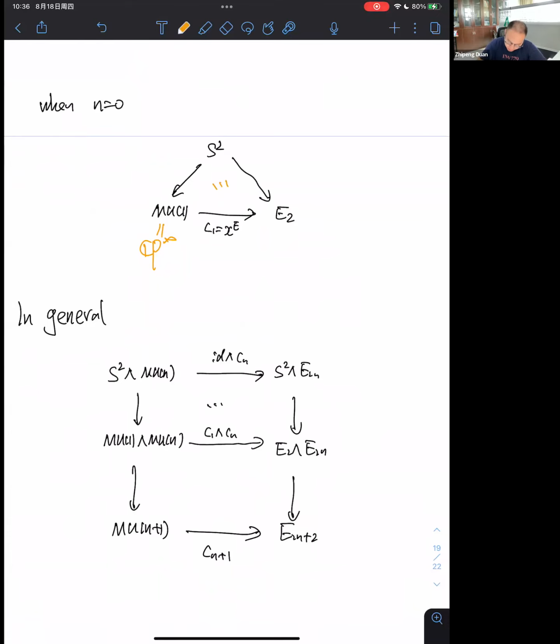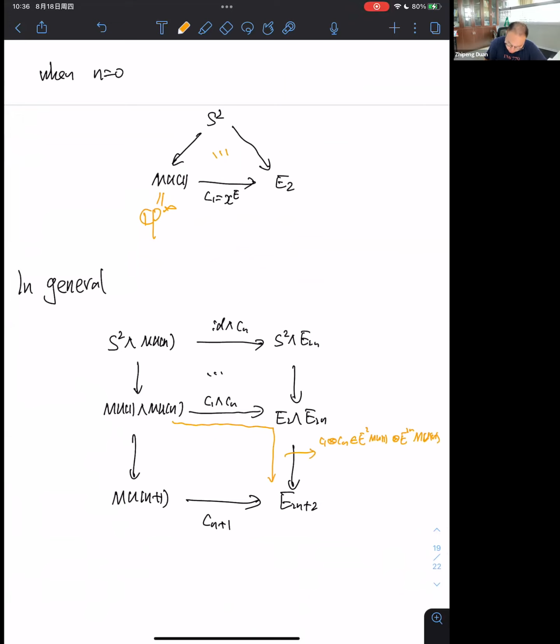You can see that if you go along this way, the composition of this map just corresponds to the class C1 tensor Cn in the generalized cohomology of MU1 tensor the generalized cohomology of MUn. And if you go along this way, then this will correspond to the class Cn plus 1 in the generalized cohomology of MUn plus 1.